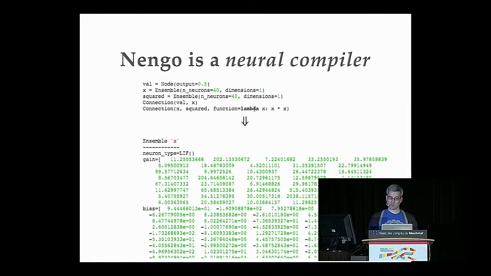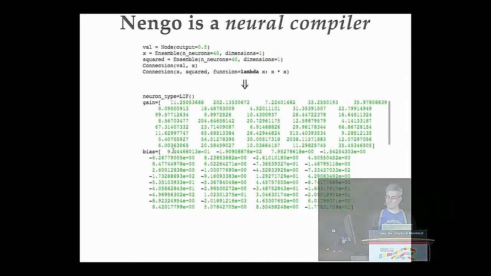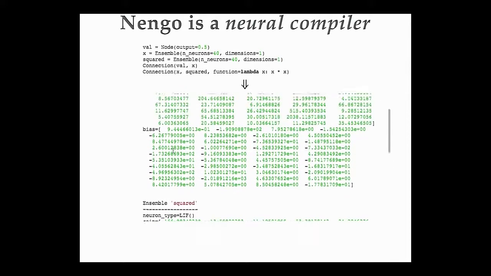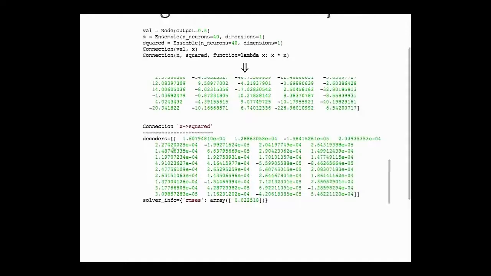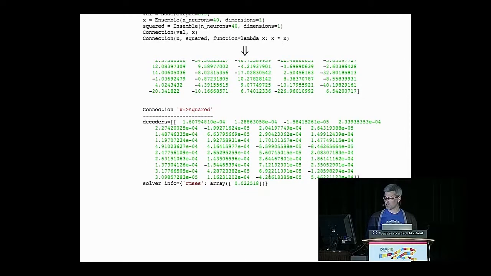And you can also transform that information across that connection. So in this case, we're going to square the value in x and transmit that to squared, hence the names. And under the hood, Nengo generates, both randomly and through some optimization processes, a bunch of numbers that would be a huge pain to figure out by hand: the gain and bias on these neurons, which tells you how much current to inject, and the decoding weights on this connection to actually implement that squared function.